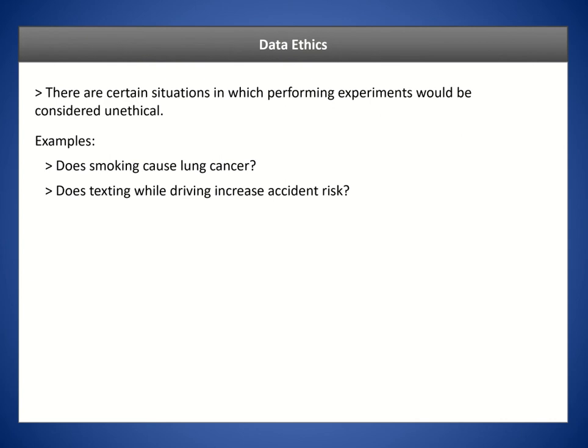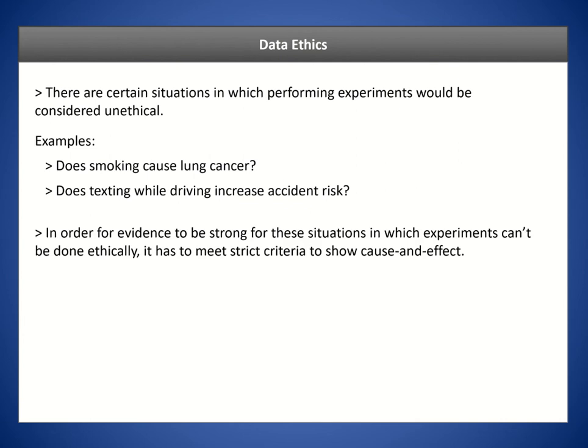Well, we can only glean from the data from observational studies. It's not like we can do an experiment on that for human subjects. So that's an ethics situation there. In order for the evidence to be strong for these types of situations where experiments can't be done ethically, it has to meet strict criteria in order to show cause and effect. So, even though these are observational studies, there needs to be a strong sense of evidence by looking at multiple cases. So, you can determine cause and effect, but it's going to have to meet strict criteria if there's an ethics situation here.